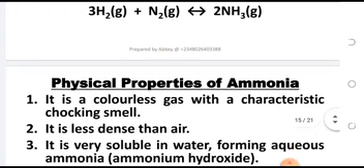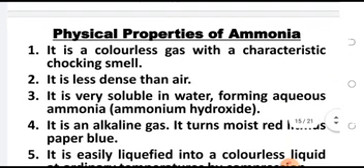Now, the properties of ammonia. It is a colorless gas but with a choking smell. Choking means that it can make somebody not to be able to breathe well again. The smell is not a pleasant one, and it can choke somebody.